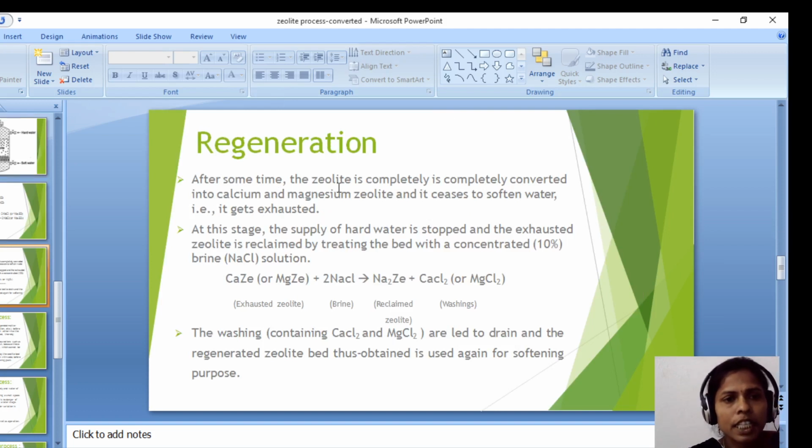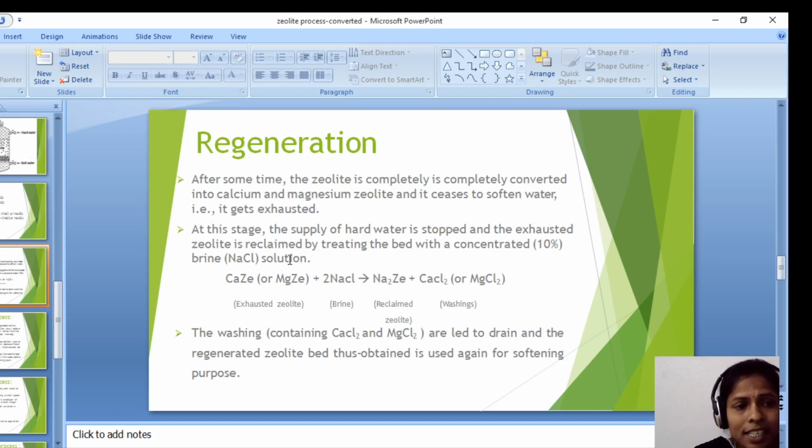After some time, the zeolite is completely converted into calcium and magnesium zeolite, and it stops softening water, that is, it gets exhausted. At this stage, the supply of hard water is stopped and the exhausted zeolite is reclaimed by treating the bed with a concentrated brine solution.